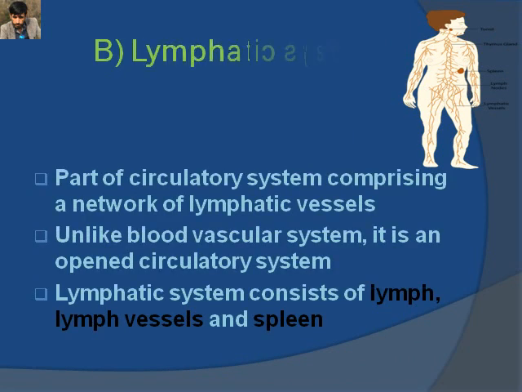Lymphatic system is also a part of circulatory system that mainly concerns with immunity system, transportation of oxygen and absorption of interstitial fluid, the fluid outside the blood vessels. It is the open circulatory system just opposite to the blood vascular system. This system completes with the lymph vessels and spleen.